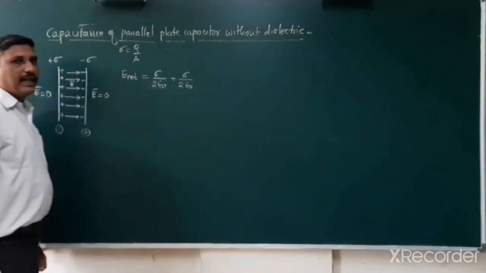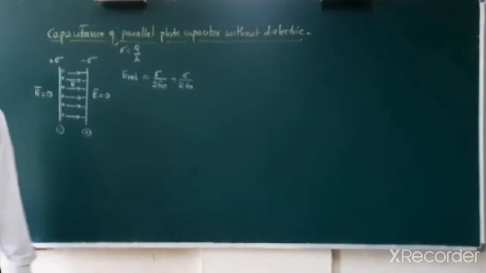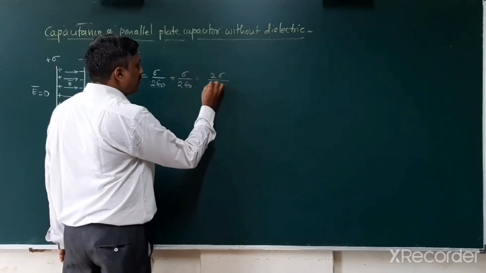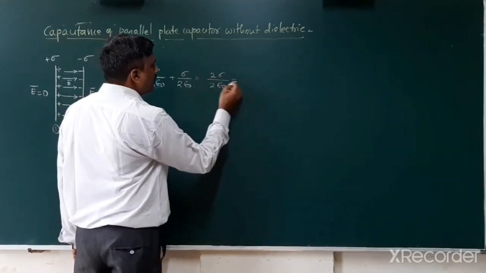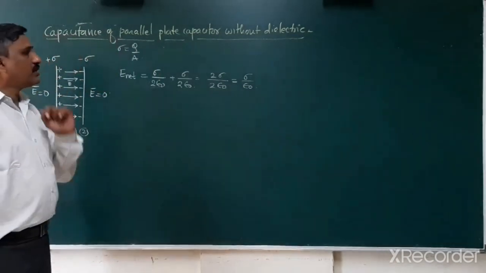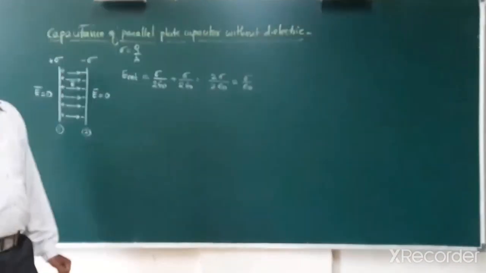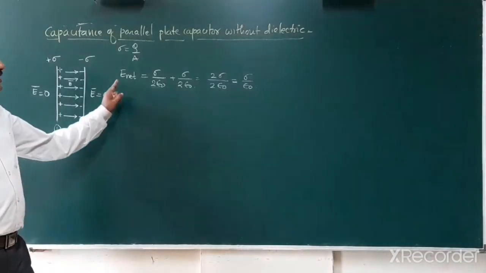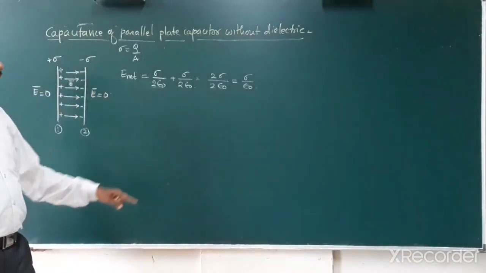I am calculating the net, so I am adding 1 plus 1. Therefore the answer becomes very simple: 2 sigma divided by 2 epsilon 0, which becomes sigma upon epsilon 0. This is the formula for net electric intensity, E net equals sigma upon epsilon 0.